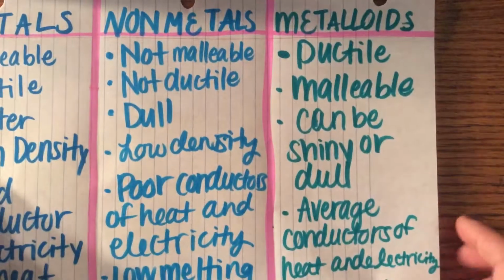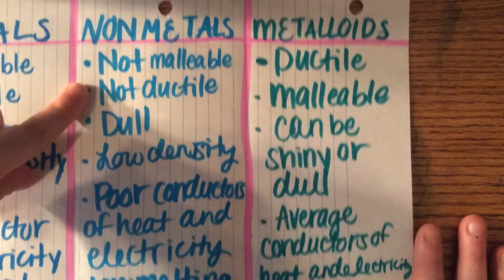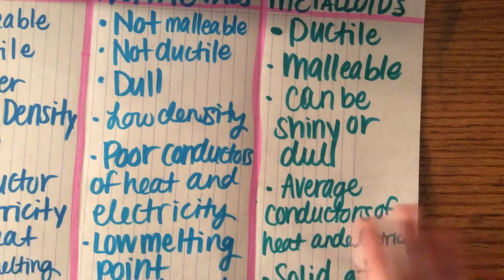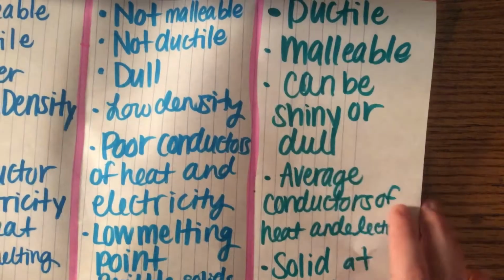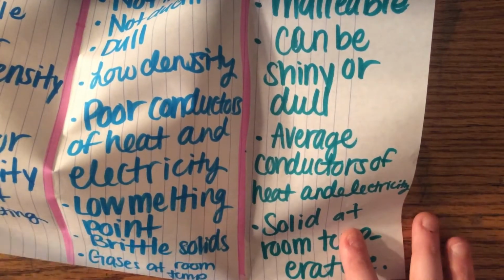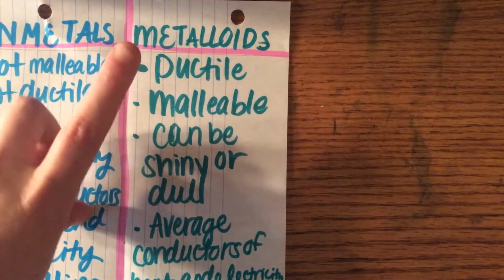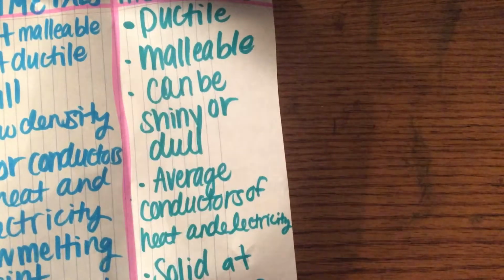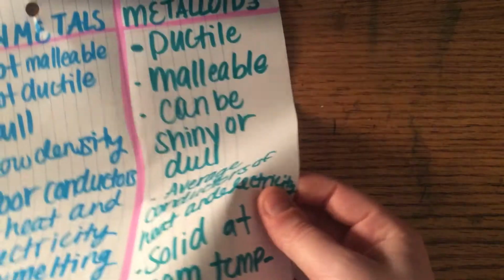And nonmetals are not malleable or ductile. They are dull. They have low density. They are poor conductors of heat and electricity. They have a low melting point, and they are brittle solids, and they are gases at room temperature. Metalloids are ductile, malleable. They can be shiny or dull. They are average conductors of heat and electricity. They are solid at room temperature.